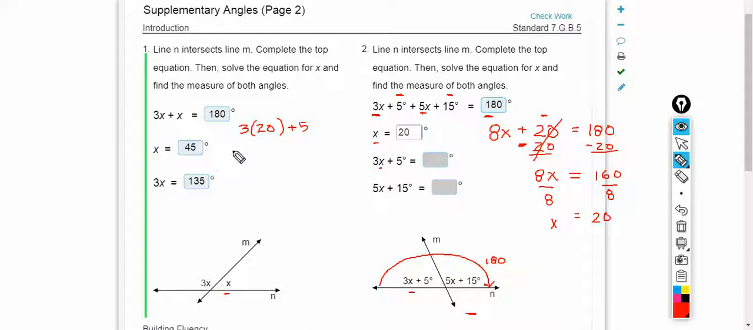Okay, so if we do 3 times 20, that's 60 plus 5. And then if we do 60 plus 5, we get an answer of 65. Okay, so this angle here is 65 degrees.